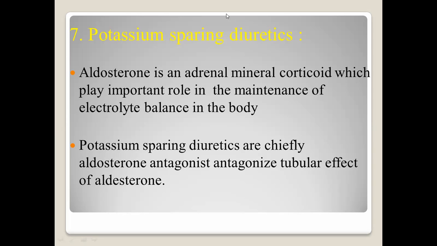Then potassium sparing diuretics, for example spironolactone, are chiefly aldosterone antagonists. They antagonize the tubular effect of aldosterone. What is aldosterone, the first point?